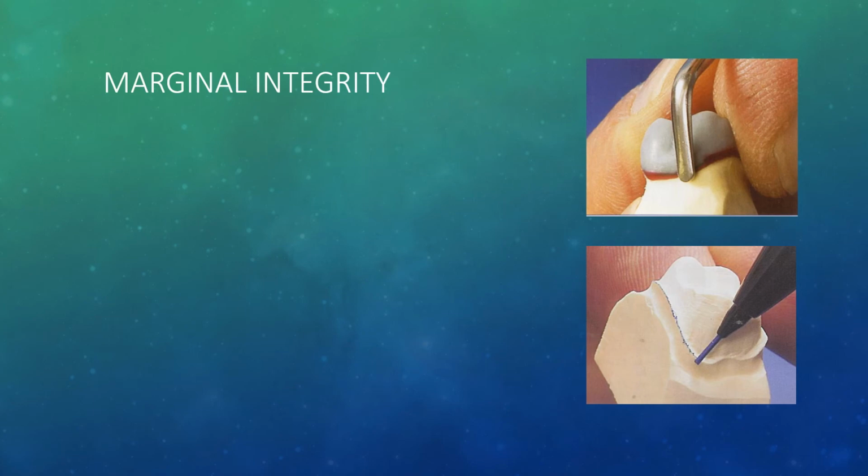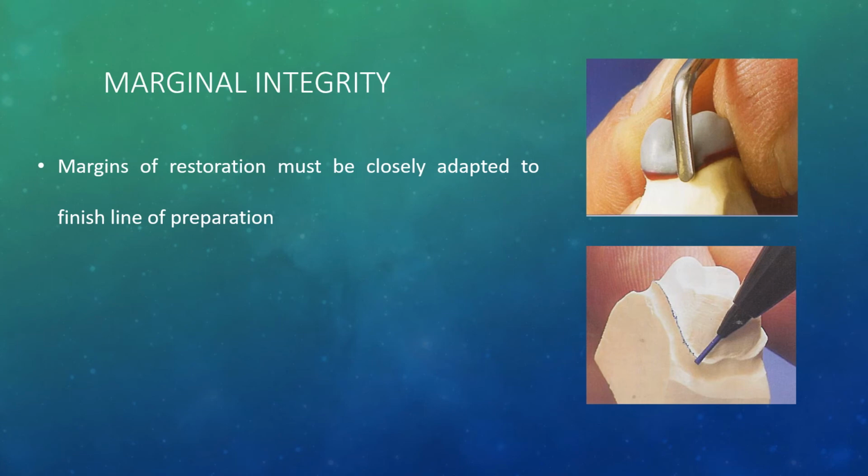Maintaining the marginal integrity is your next characteristic that you have to be very cautious about. The demarcation between your prepared tooth structure and your unprepared tooth structure is very important. That is your finish line. The margins of the restoration must be closely adapted to the finish line preparation. Only if you have uniform width of the finish line will you be able to demarcate the same in your die.